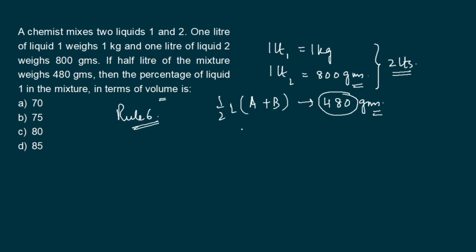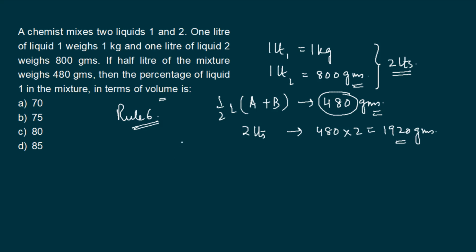This is half liter mixture which weighs 480 grams. What would be the weight of 2 liters of such a mixture? 480 into 2, that is 960 grams. If I have taken 2 liters of this mixture, the weight should be 1920 grams, or we can start with only 1 liter also.